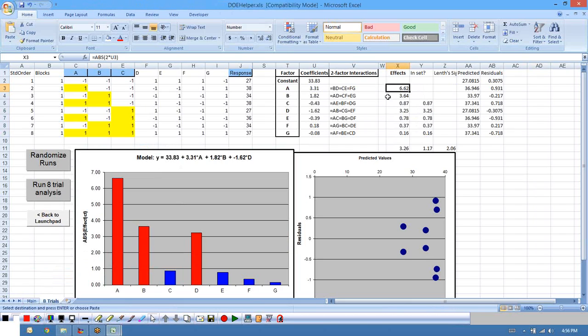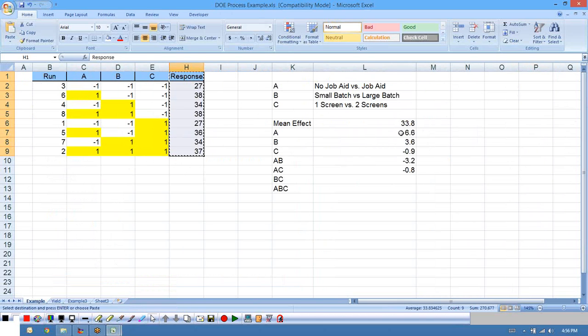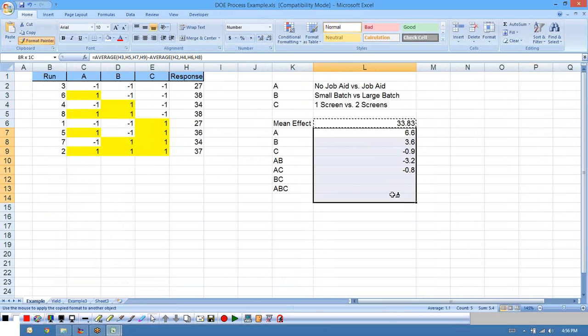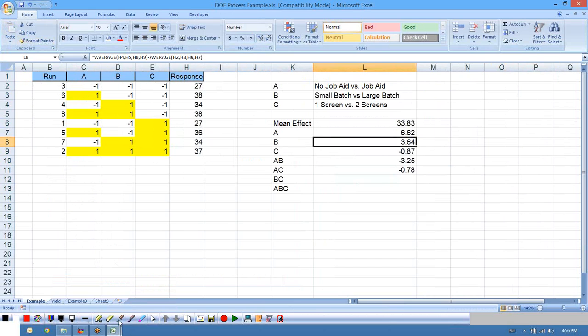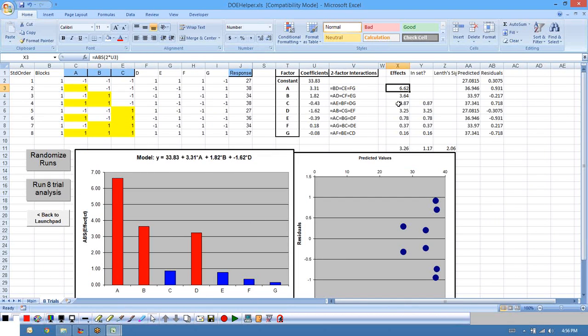In any case, there's our A effect, 6.62. We go to the DOE process example. Let me put another decimal point on that, and let's format that. There we go. There's my 6.62. It says the B effect is 3.64. Let's see if we got that. 3.64. There it is. So it's all the same, and there's my D.